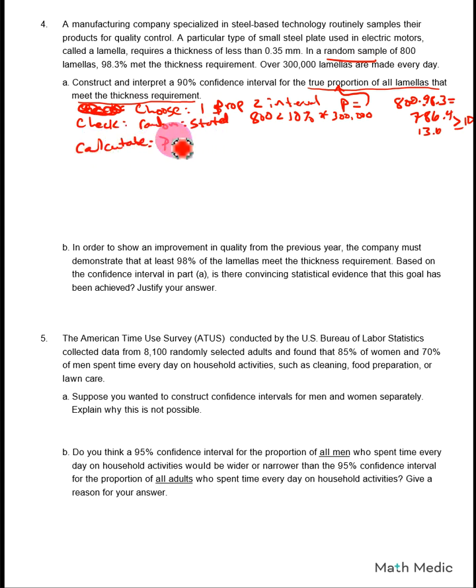And we're going to do point estimate plus or minus margin of error. So the point estimate is 0.983 plus or minus the square root of 0.983 times 1 minus 0.983, over 800. And we should get 0.97 to 0.99. We have to draw a conclusion.